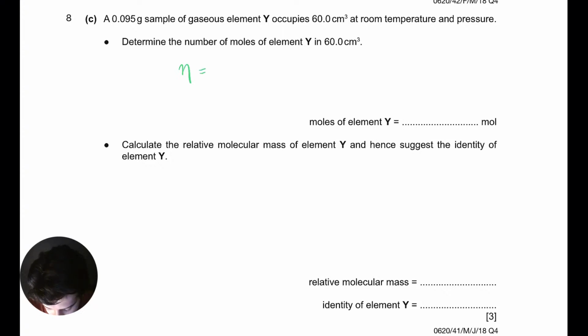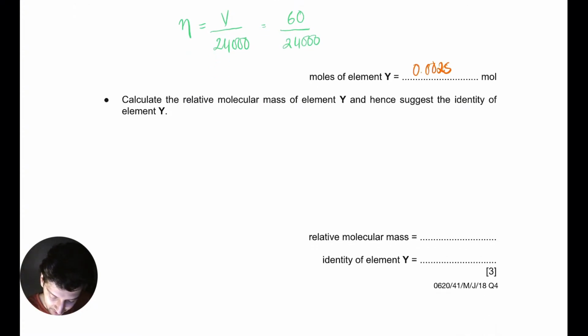Moles is volume over 24,000. Volume is 60. And of course I use 24,000 because this is given to me in centimeter cube, right? So 60 divided by 24,000 is 0.0025 moles.